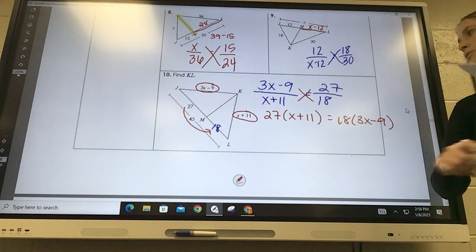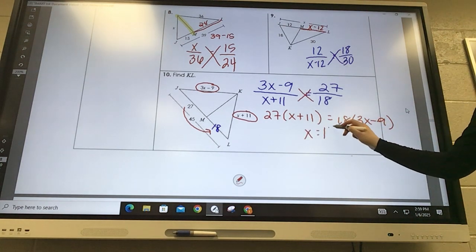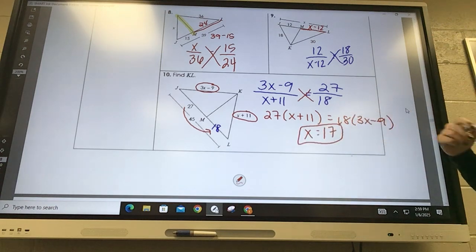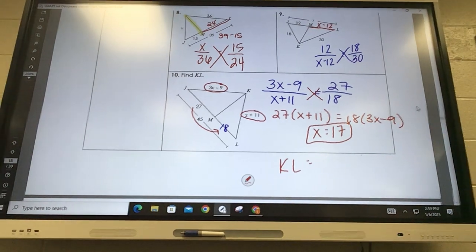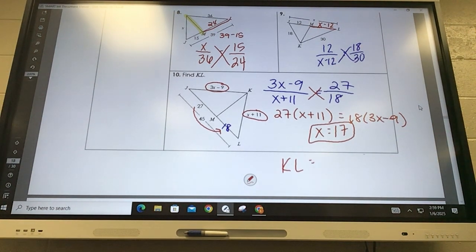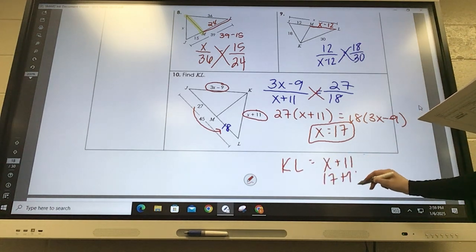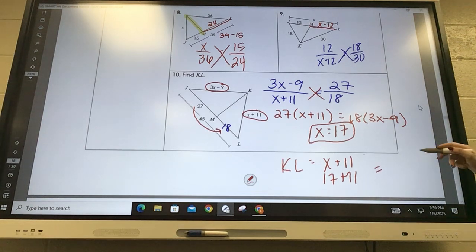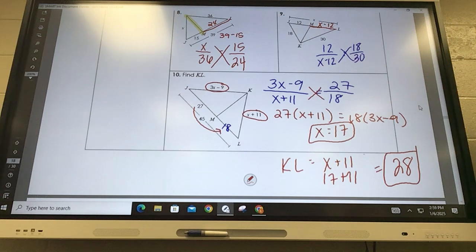Claire, what did you just get for x? Not your final answer, just x. 17. So x is 17. If we didn't get 17, then your KL was probably off. But when I do go on to KL, Corinne, what do I need to plug into? Do I do the 3x minus 9 or the x plus 11? X plus 11. So if I do x plus 11 or 17 plus 11, what was my final answer, Corinne? 28. 28. How many of us got there?